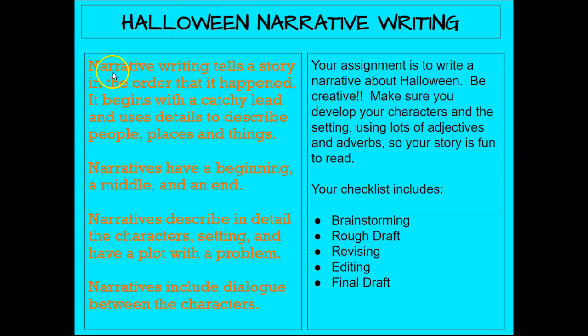So again, narrative writing tells a story in the order that it happened. It begins with a catchy lead, maybe a question, and uses details to describe people, places, and things. Narratives have a beginning, a middle, and an end, so basically three paragraphs. Narratives describe in detail the characters. If it's you, your brother or sister, what kind of people are they? The setting, where does the story take place? And they have a plot with a problem.